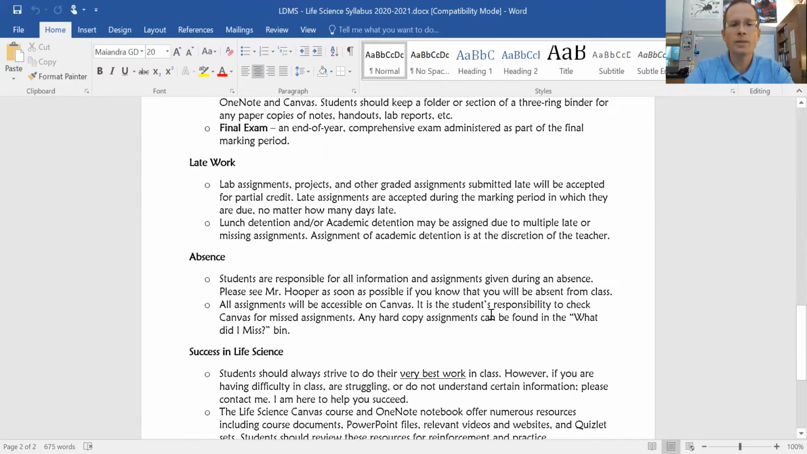If students are absent, again, pretty much everything's going to be on Canvas, so that's where they're going to be able to find most of the documents. If I give out hard copy documents in class, they can find those. I have a place, the What Did I Miss bin, where they can find those.